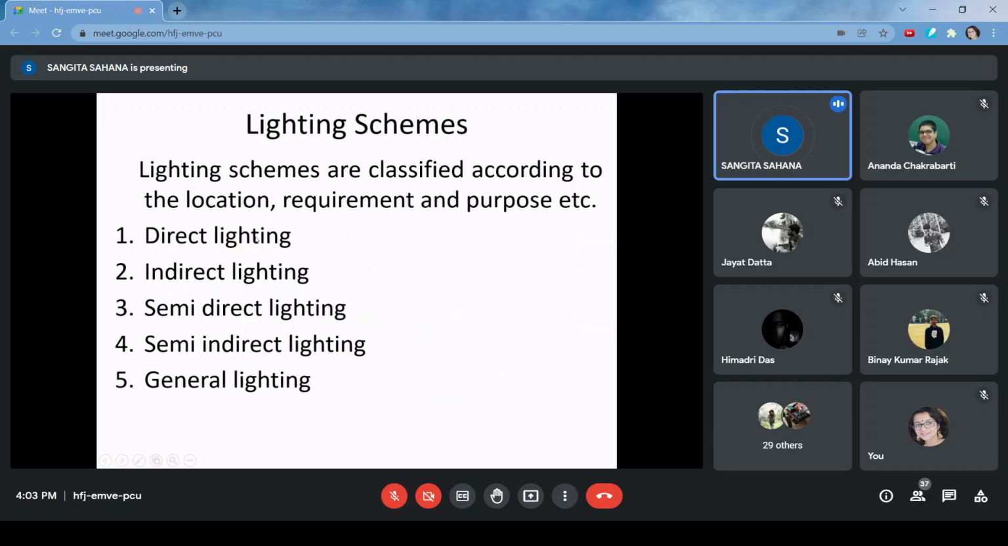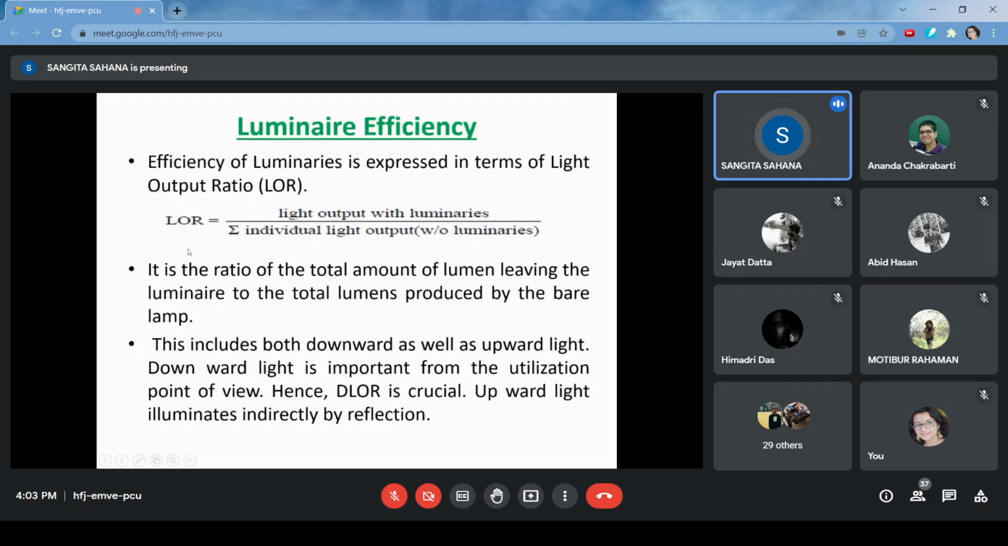Okay, so this is called light output ratio. Just as we call the efficiency of a lamp efficacy, this one is known as light output ratio. It is the ratio of the light output coming from the luminaire to the total light output from the bare lamps.